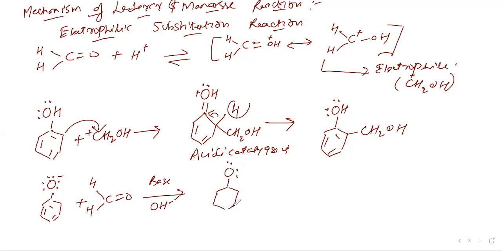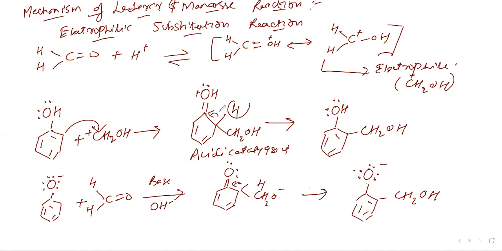This will go through this H, and you have CH2O minus. Again, this will get removed. You have double bond here. Three lone pair of electrons. So you have CH2OH. So remember the difference between the two.